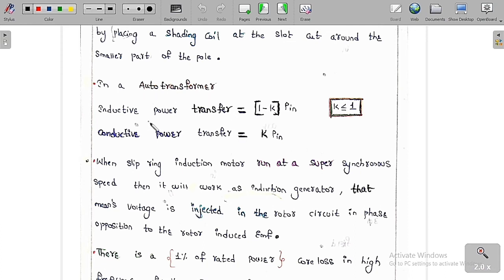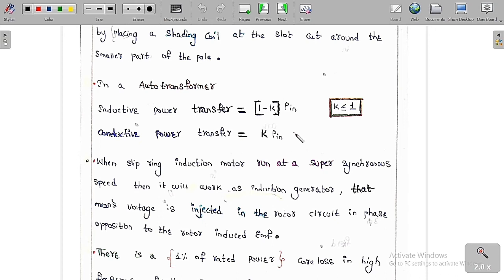In an auto transformer, the inductive power transfer is equal to (1 minus K) times the input power, where K is the ratio of the low voltage of the auto transformer to the high voltage of the auto transformer. So K is always less than or equal to 1, and the conductive power transfer is equal to K times P_in, because if you add these two, we again get input power equal to output power.